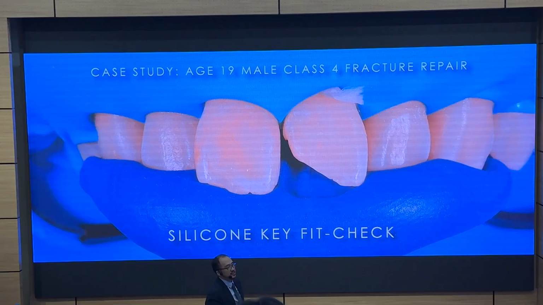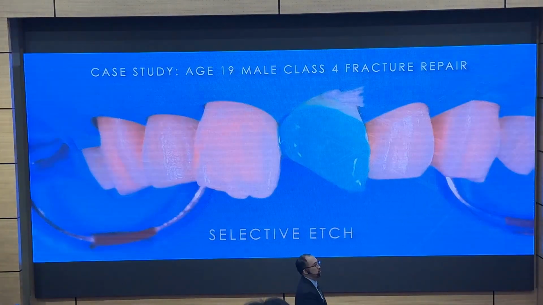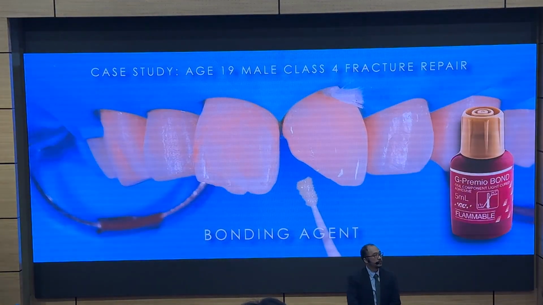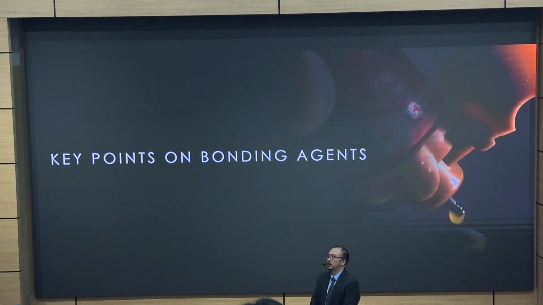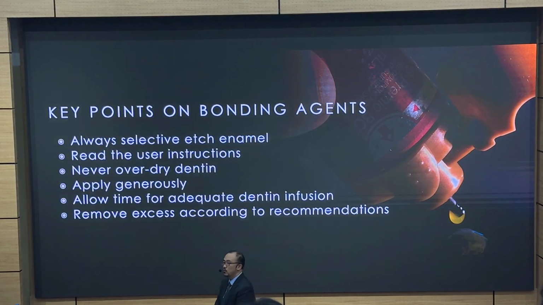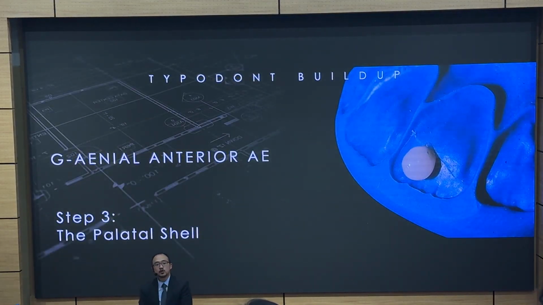And then what we do is exactly the same as what we talked a while ago, right? You etch, you select the bond, and remember everything we talked about the bonding agent, why we use the bonding agent that we're showing you today, why I like it a lot. And then you create the palatal shell. And I create the palatal shell directly on the putty itself.